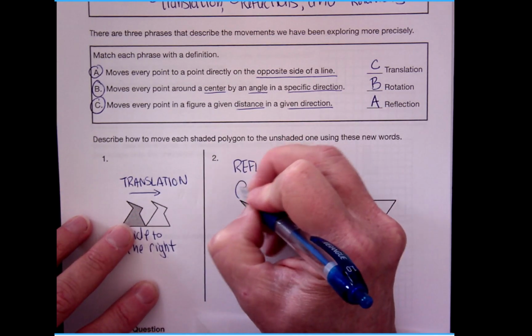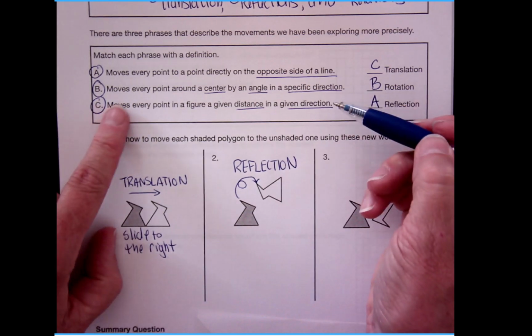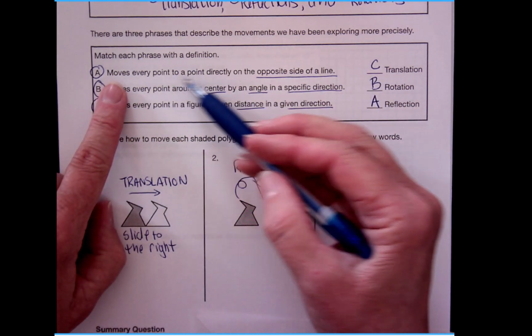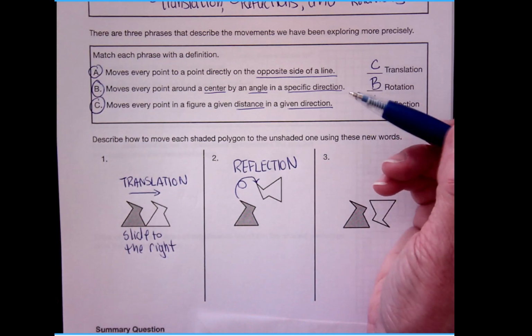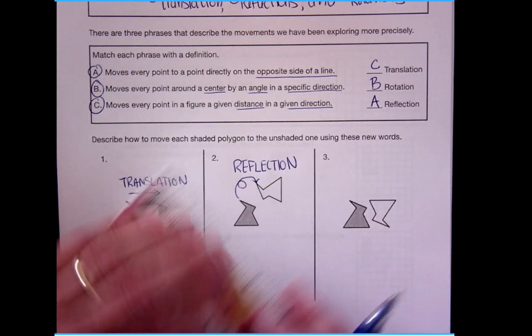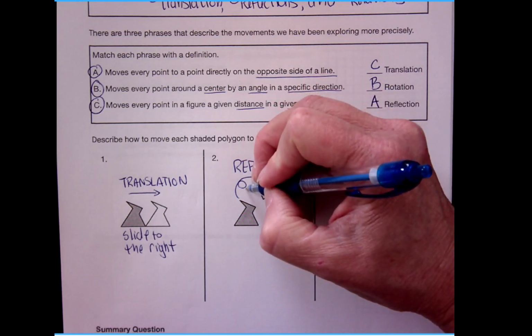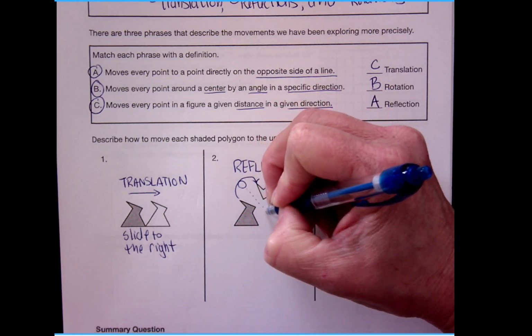So, I'm going to go back to our definition from up here. It moves every point to a point directly on the opposite side of a line. So I just want to draw this line for you that we flipped over.